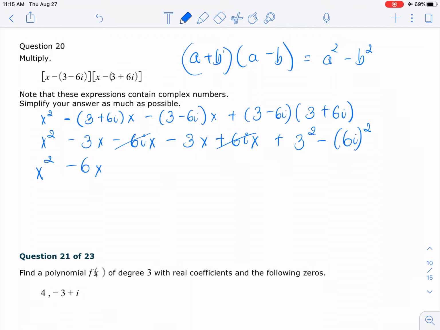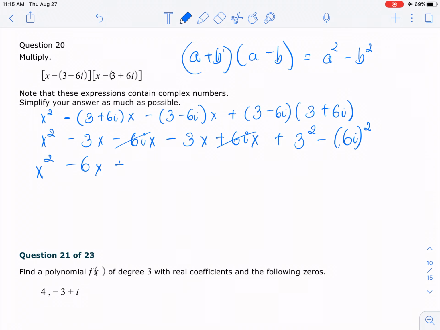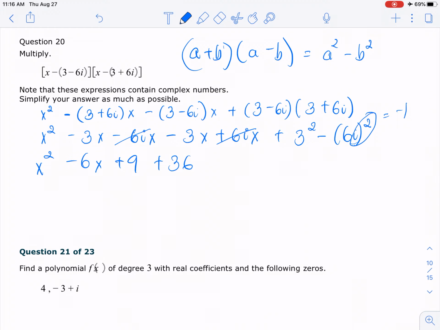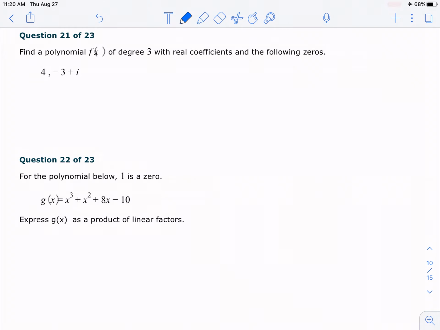Now, this one is i squared. Don't forget i squared is negative 1. With the negative in front, it turns into a positive. So what I have right here, in fact, is positive 36. So plus 36. So I simplify one more time. I ended up with x squared minus 6x plus 45. And that's our final answer.